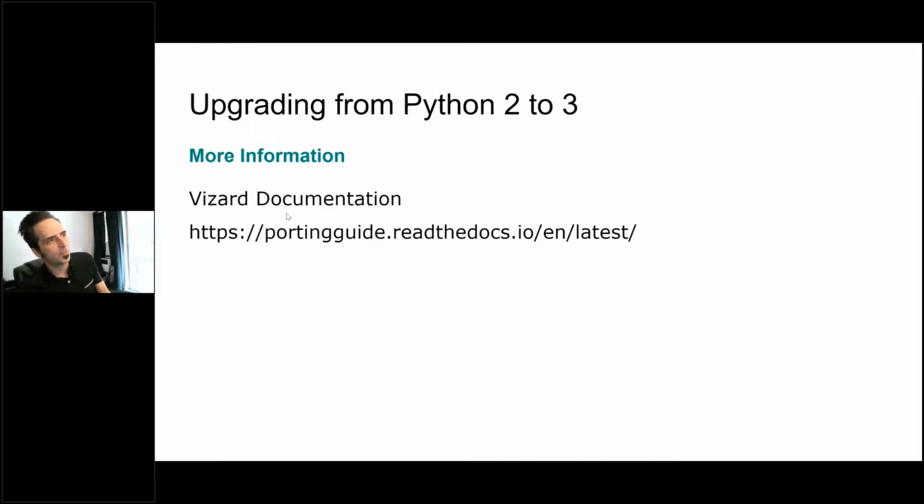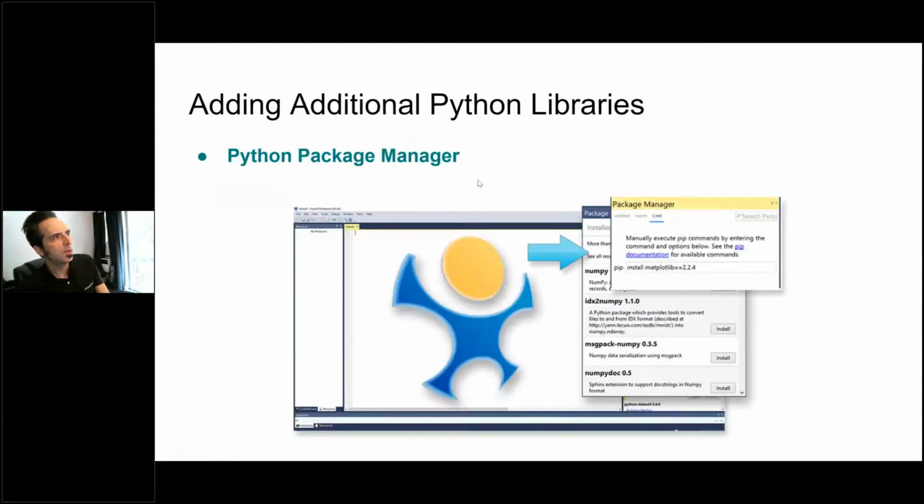All of this is available in more detail in the Vizard 7 documentation, where you go to updating to Vizard 7. It'll give you a walkthrough of all the changes from Python 2 to 3. You can also go to this website, portingguide.readthedocs.io/en/latest, and see all the changes for Python 2 to 3.